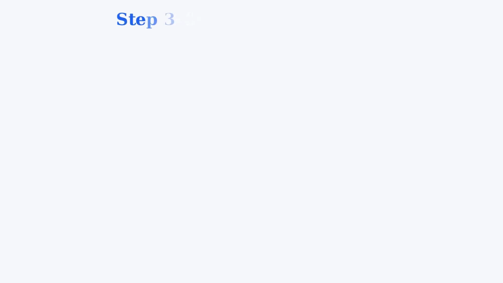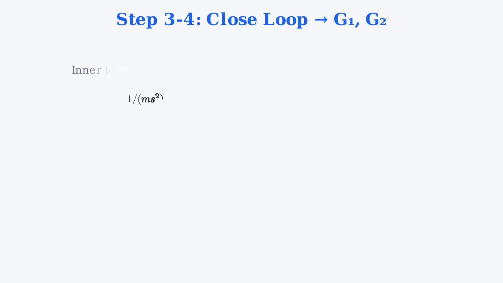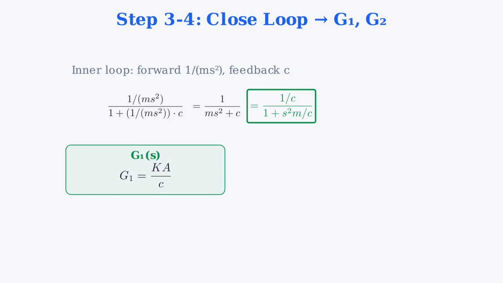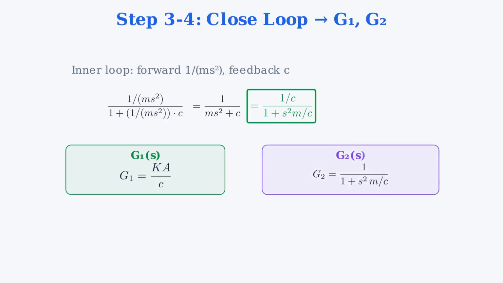Step 4. Identify G1 and G2. After all the simplifications we have, U goes through KA, then through 1 over C, then through the summing junction where H enters directly, then through the inner closed loop block, and out comes X. Wait, we need to combine more carefully. After moving the disturbance and closing the feedback, the path from U becomes KA divided by C. The path after the summing junction becomes 1 divided by 1 plus s squared m over C.